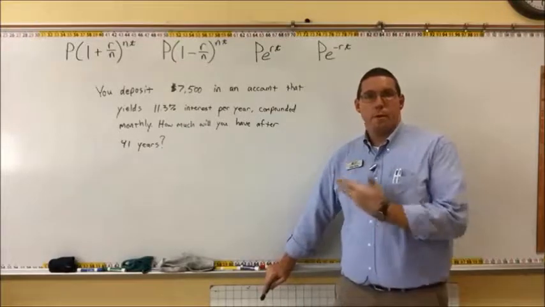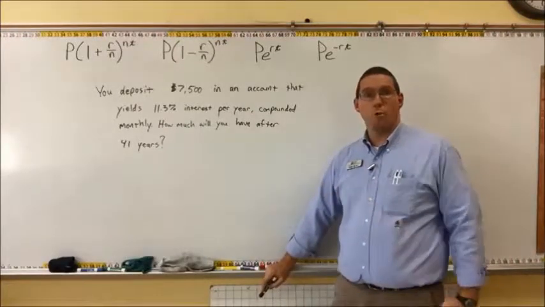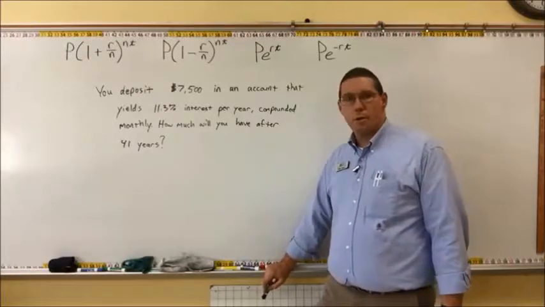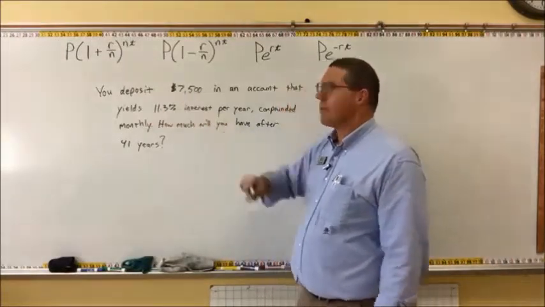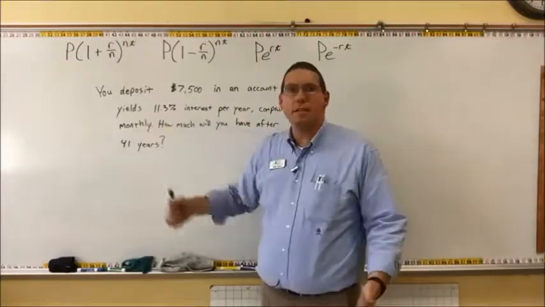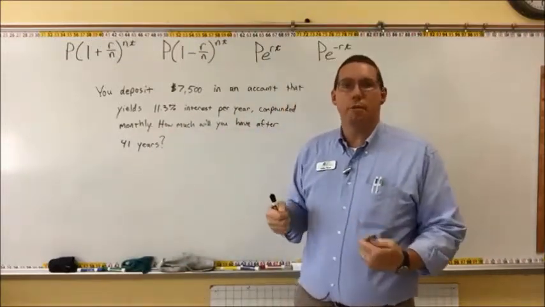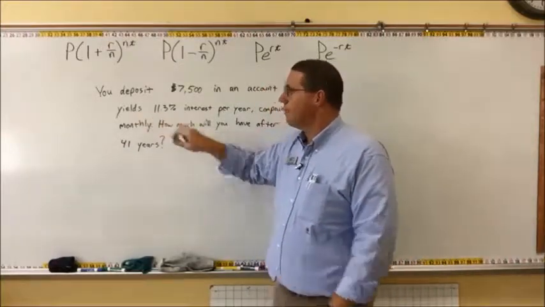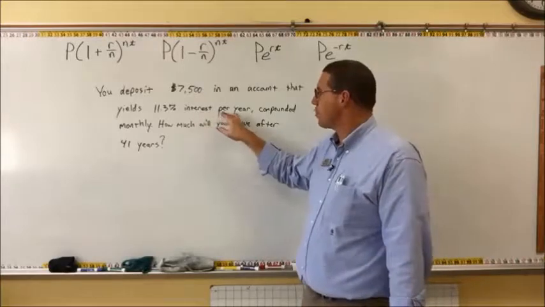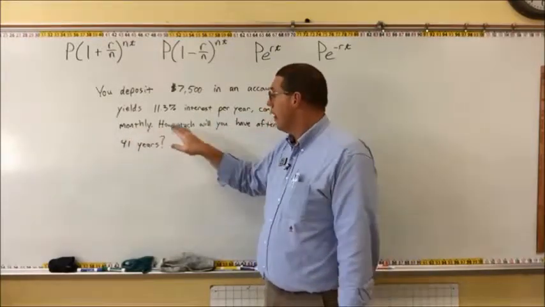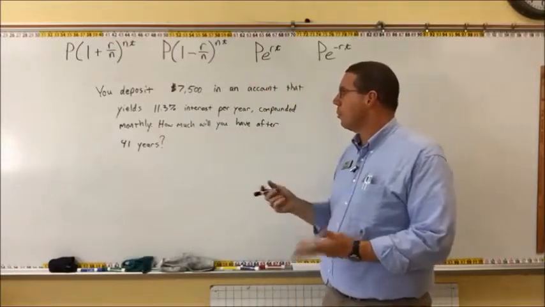All right, folks, here's a classic exponential growth word problem. You should be able to do this, but I'm going to walk you through it. It says you deposit $7,500 in an account that yields, which means gains. When you yield something, you're getting something, okay? 11.3% interest per year, compounded monthly. How much will you have after 41 years?